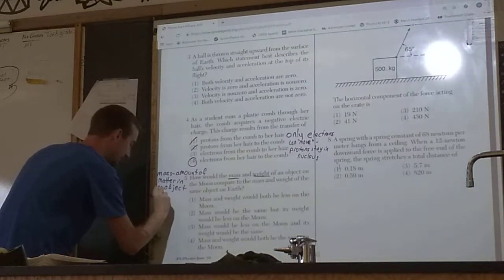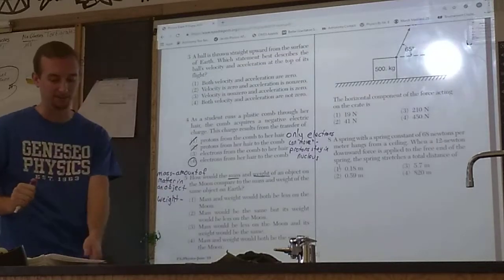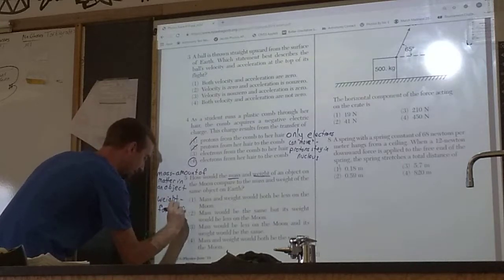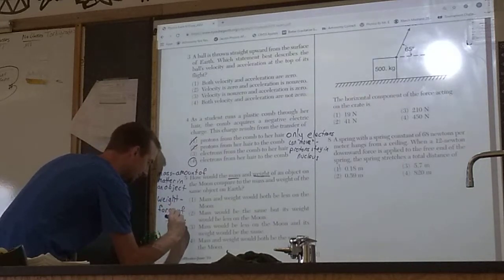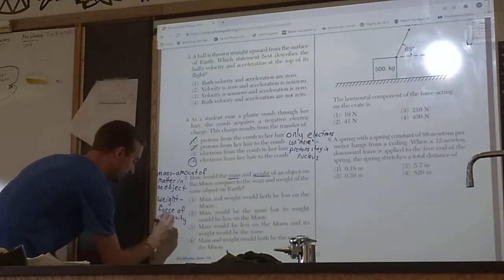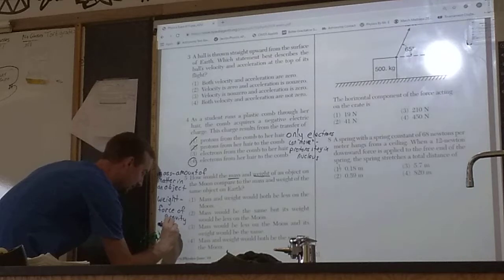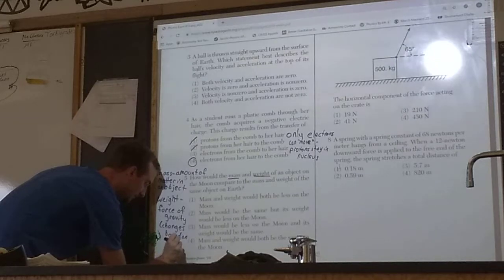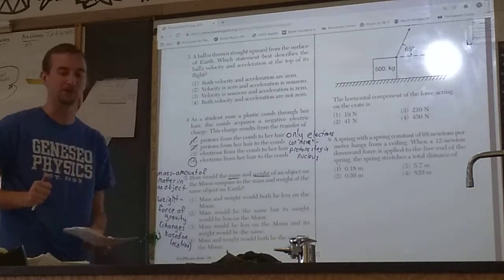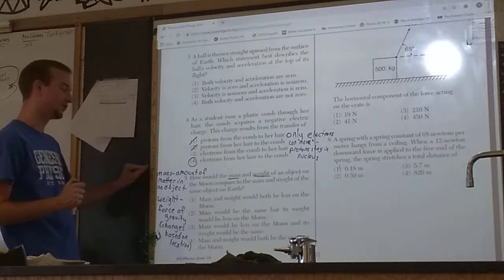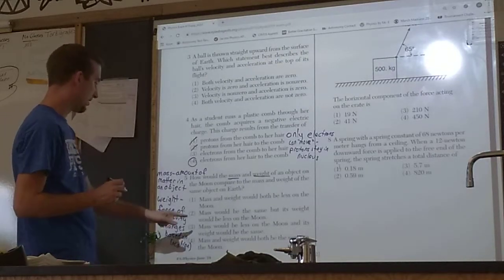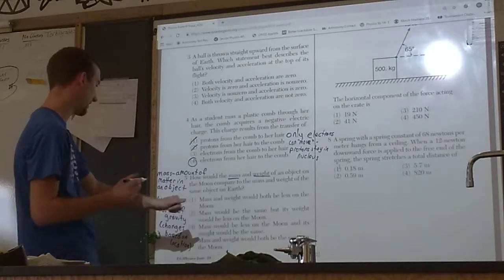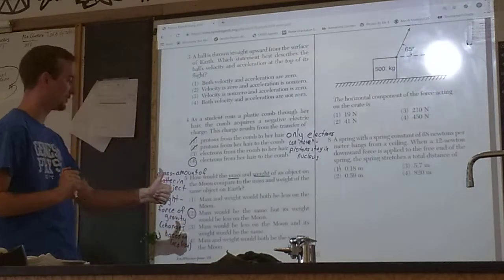Weight, on the other hand, is not simply the amount of matter. Weight is just another word for the force of gravity. And the force of gravity changes based on location. It will change based on where you are. So for the answer to this one, you need to know the definitions of mass and weight. Let's see, the mass would be the same, but weight would be less on the moon. Okay, that's the only one that makes sense. All right, mass would be the same, but the weight will change.